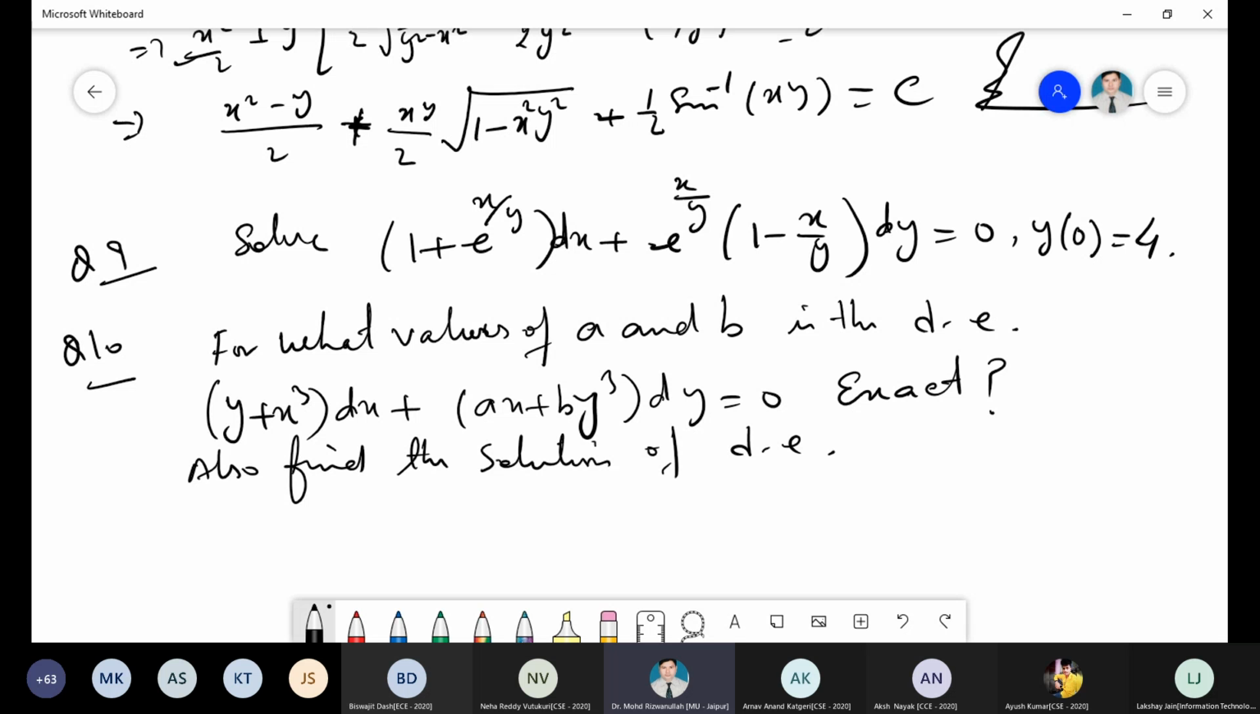For what values of a and b? Solve this in 2.5 minutes only. For what values of a and b is the differential equation (y plus x cube) dx plus (ax plus by cube) dy equal to 0 exact? Also find the solution. It's a good question.